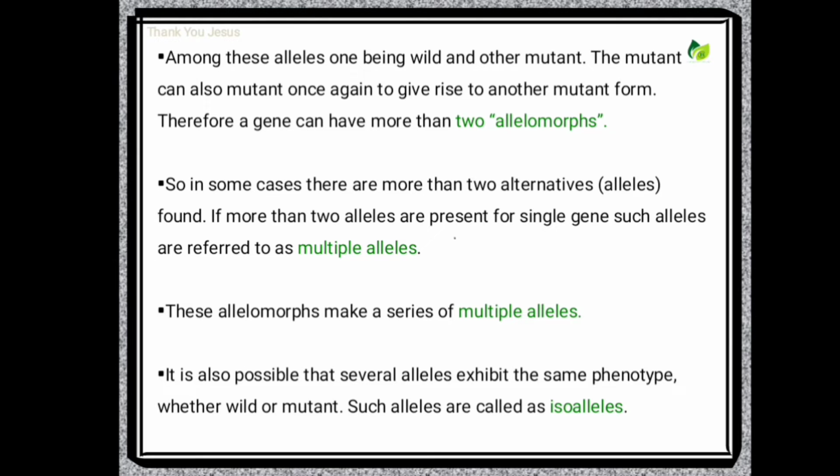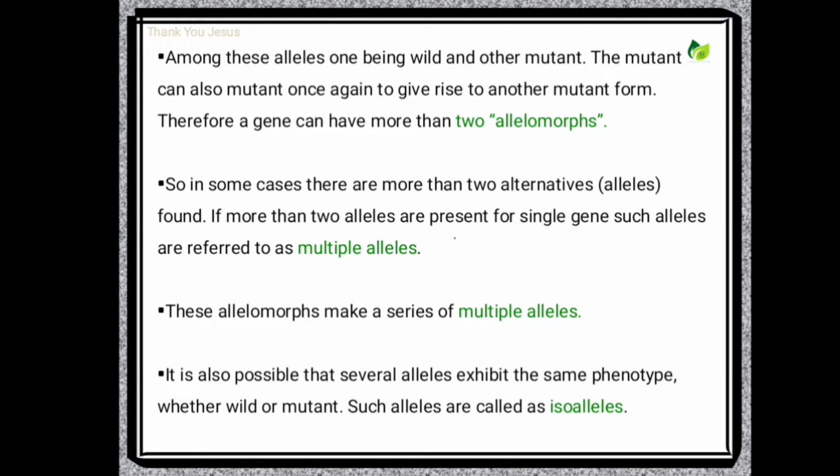If more than two alleles are present for a single gene, such alleles are referred to as multiple alleles. So here we are observing that each gene may have more than two alternatives or alleles. If more than two alleles are present for a single gene, such alleles are called multiple alleles. These allelomorphs make a series of multiple alleles.